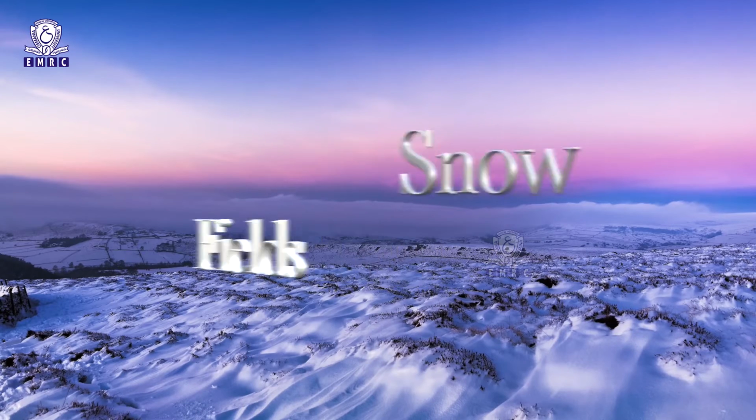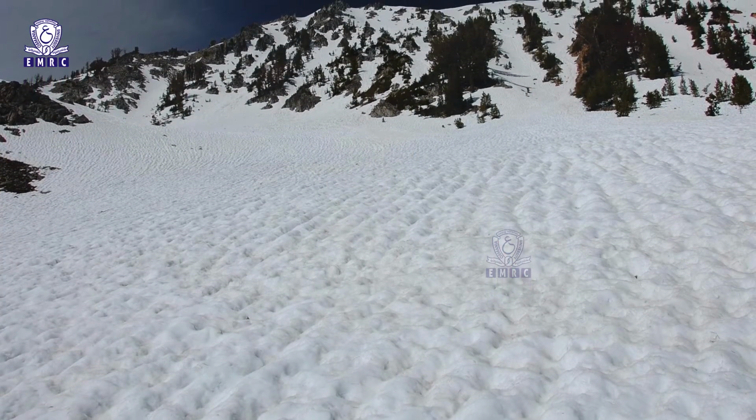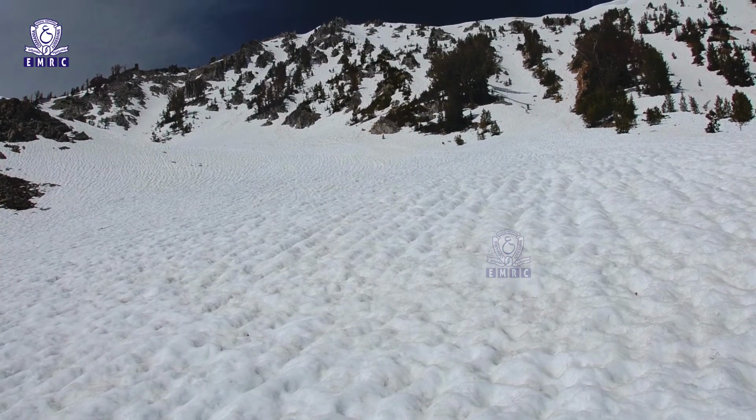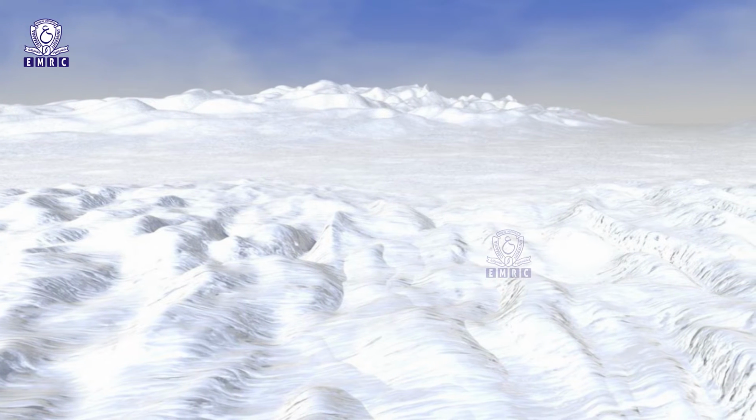Snowfields. The areas of accumulation of huge amounts of ice are called snowfields. The areas located above the snow line are called snowfields. All the glaciers are derived from the snowfield.